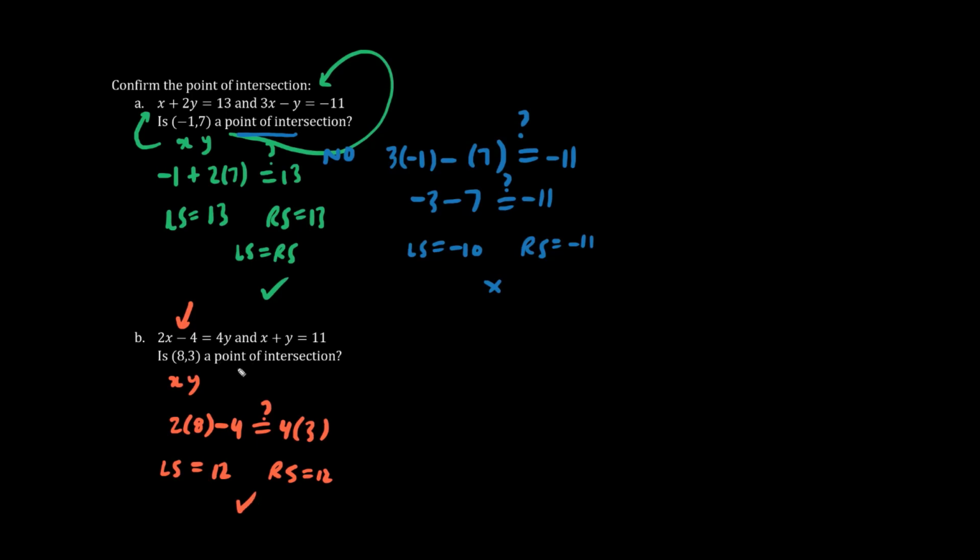Now to be a point of intersection, it has to be on both lines. So now let's substitute into the second equation. Does x plus y, does 8 plus 3, question mark, equal 11? The left side is 8 plus 3, which is 11, and the right side is also 11. So we'll say yes, indeed this point is a point of intersection. I encourage you to actually graph these on Desmos and see exactly what's happening.